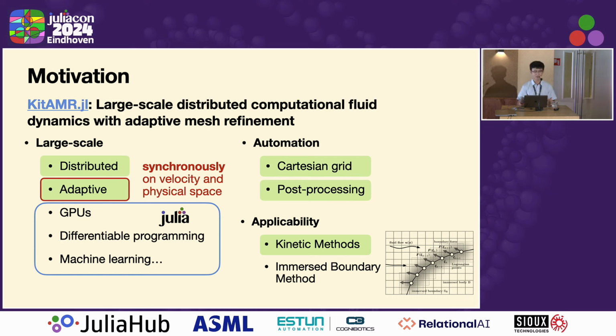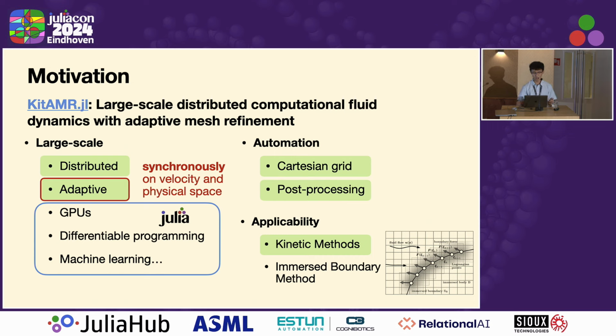Yeah. KTMR, in essence, is a large-scale distributed adaptive kinetic CFD solver. Our expectations for it are primarily focused on three aspects. In terms of scale, it features distributed parallel capabilities and adaptability. The most noted feature is that we have achieved synchronous adaptability in velocity and physical space, which is really crucial for large-scale kinetic simulation. Additionally, it will leverage GPU's differentiable programming, machine learning, and other technologies to enhance solving efficiency.